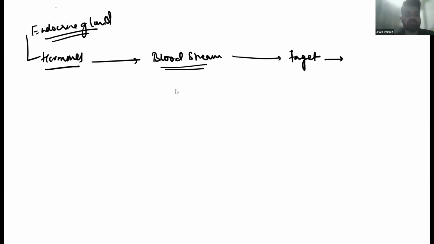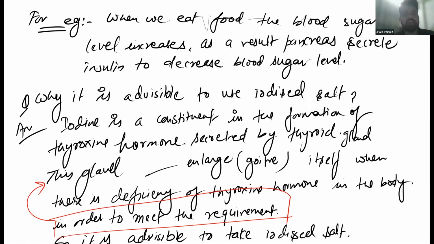The next part of this one is an example. For example, when we eat food, the blood sugar level increases. We need to lower that blood sugar level, so the pancreas will secrete insulin and it will decrease the blood sugar level. An example is important for properly explaining this topic, this question. So note the example down here.